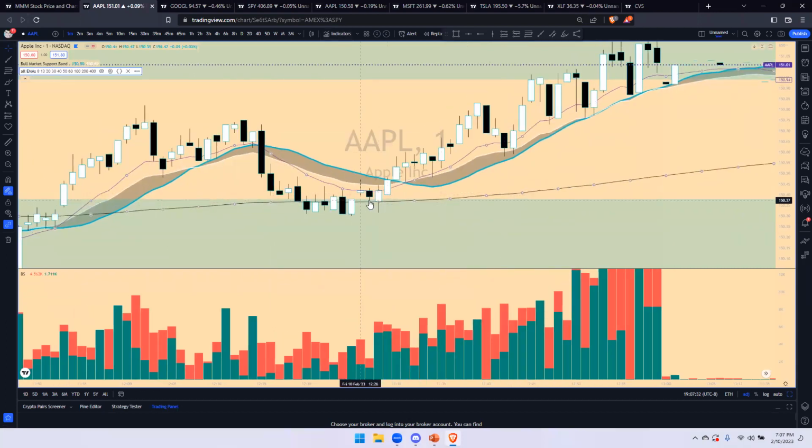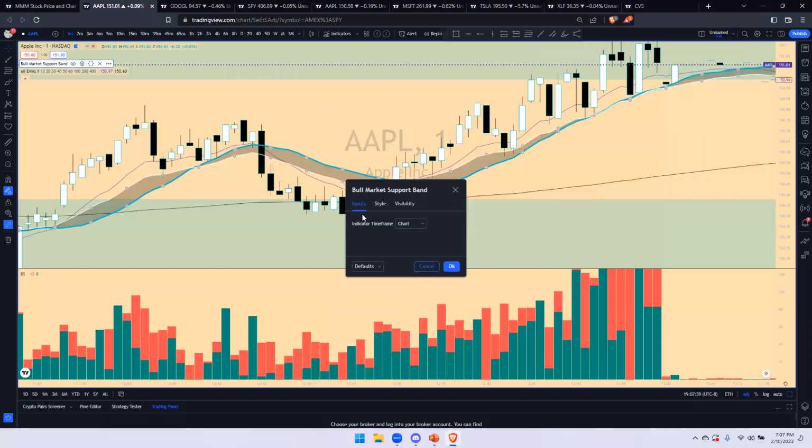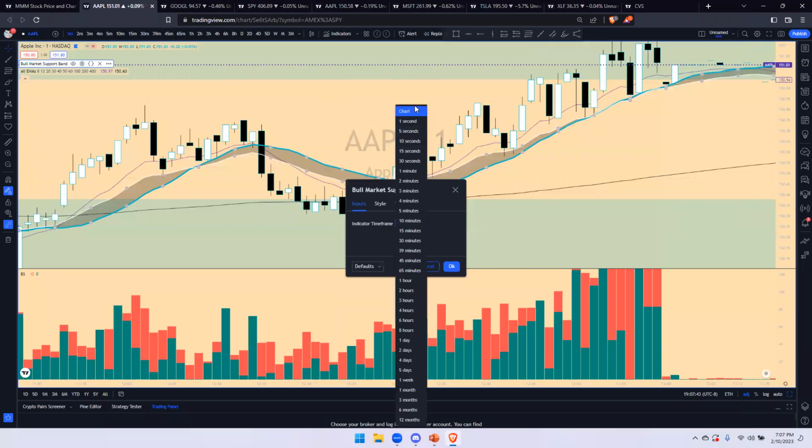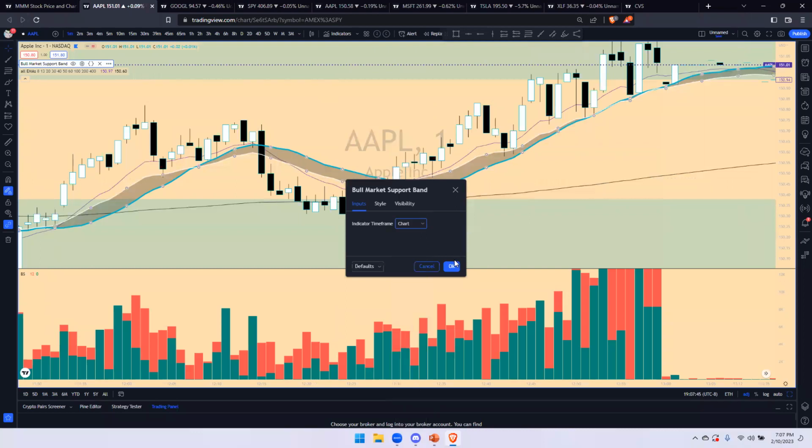For some reason it's only showing on my daily chart. So after you grab it, go into the settings, go into the inputs, and indicator time frame is what you're going to see. Set it to chart. You should see it on my screen right now.